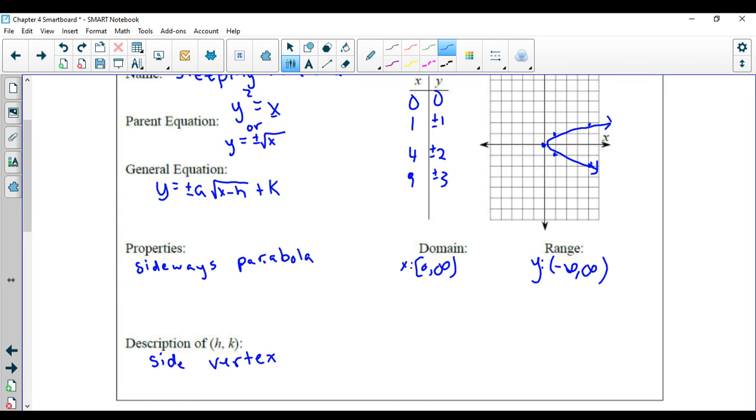All right, so that's all of our parent functions for now. We will be adding one in about 2 chapters, but for now, that's all we have.